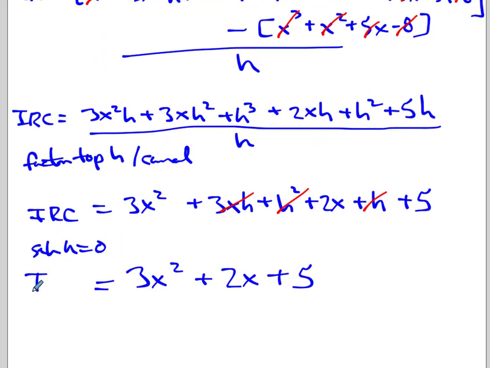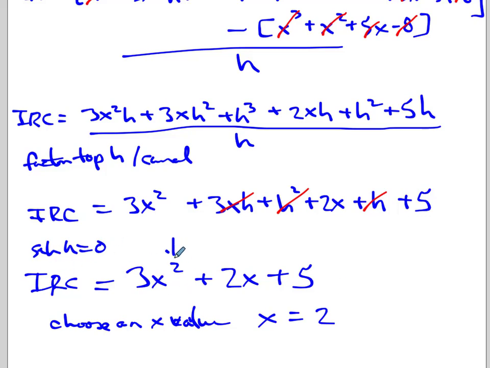So this is my general equation for an IRC. If I choose an x value, whatever you like, x equals 2, plug it in. That will tell you the slope of the tangent at x equals 2. Boom, done.